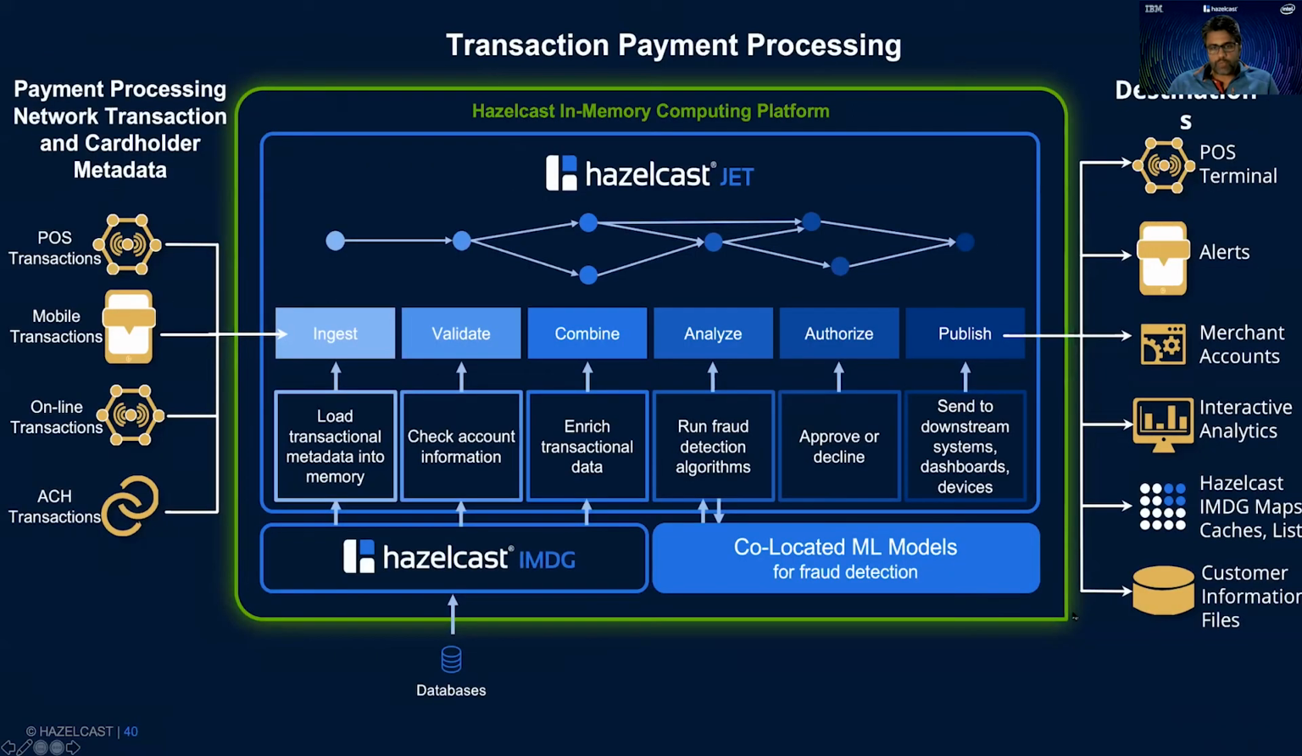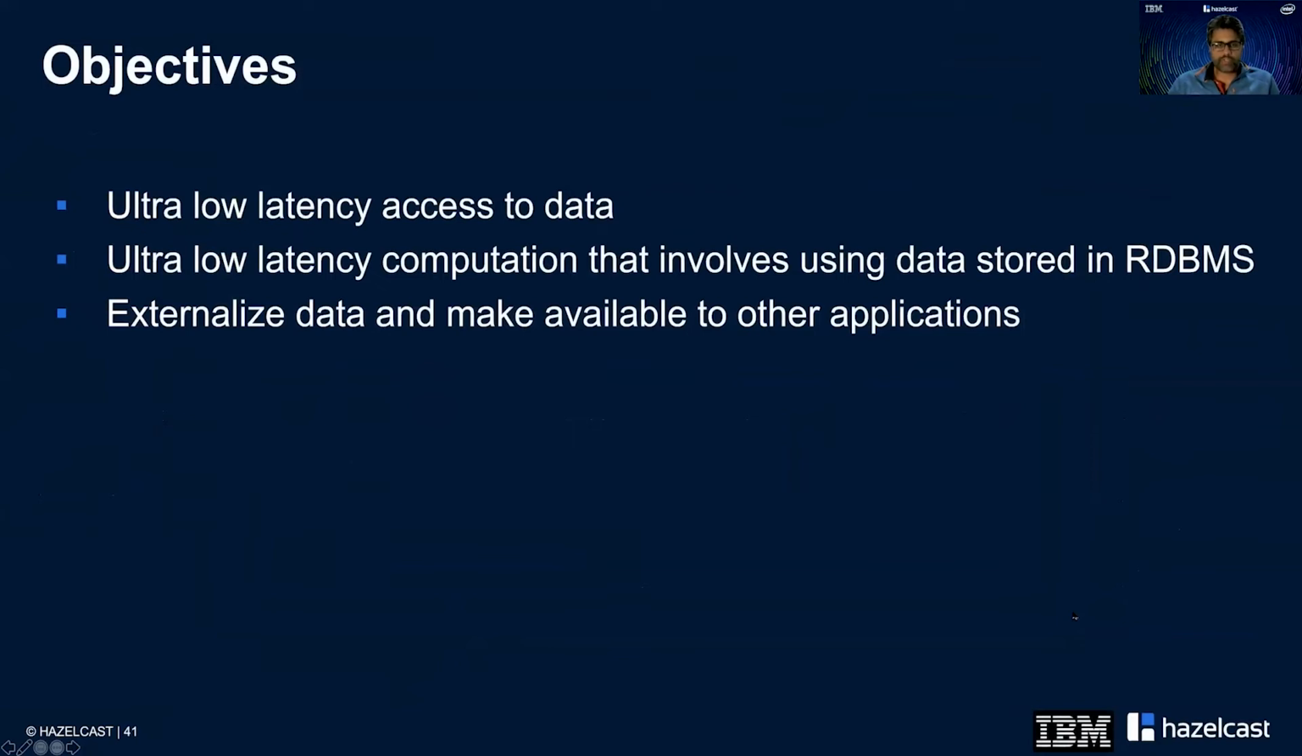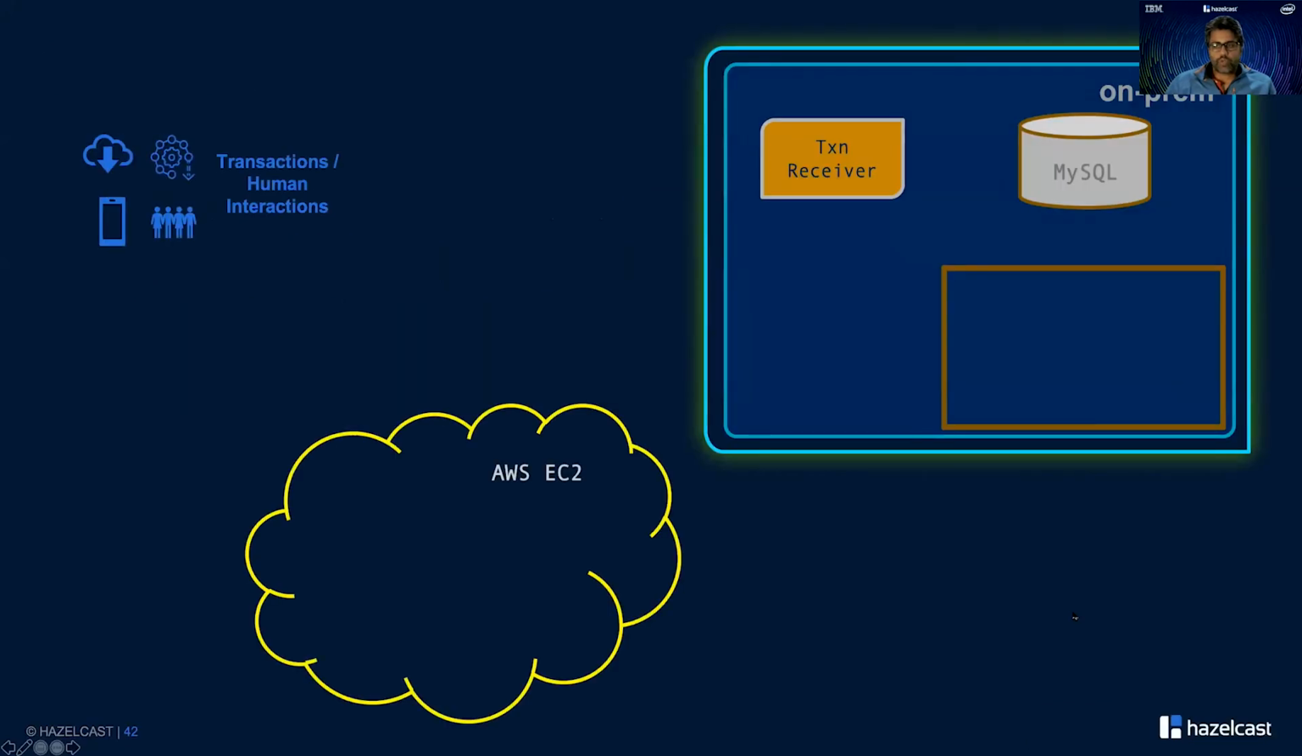And the key objectives of using Hazelcast is basically to have ultra low latency access to the data, faster computation, and super lightweight involvement of the RDBMS. Another objective that we will achieve through this demo is how to externalize the data and make the data available to not just one infrastructure, but to multiple other infrastructures as well. So this is what we will see in action.